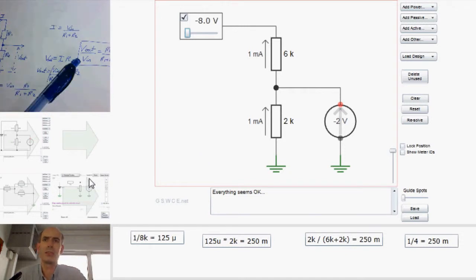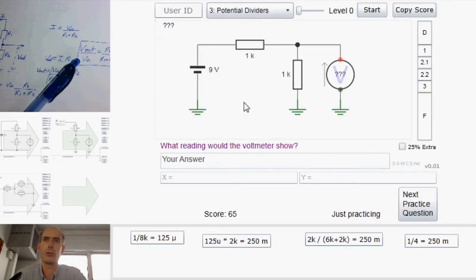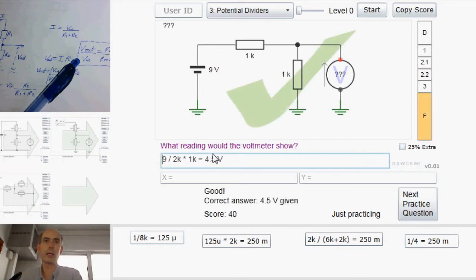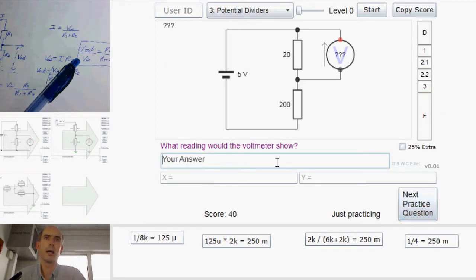That's basic theory, and all you need to know to solve some of the simpler questions in the potential dividers section. In this case, what reading would the voltmeter show? Okay, well the current would be 9 volts divided by the total resistance in the circuit, which is 2K. Once I've got the current, I just multiply the current by that resistor, which is 1K, and I get 4.5 volts. Correct. Great.